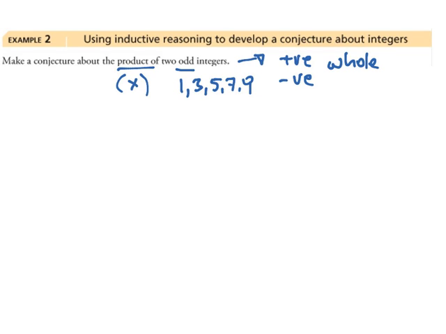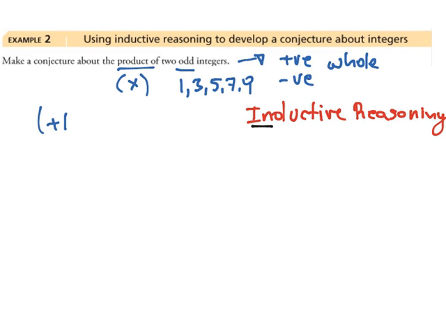So we're going to use inductive reasoning to insert, notice the keyword in, some values. For example, let's multiply positive 1 and positive 3. Positive 1 and positive 3 are both odd, and they're integers. If we multiply them, we get 3. How about negative 1, which is also an odd integer, and a positive 9, which is also an odd integer? We'll get negative 9.